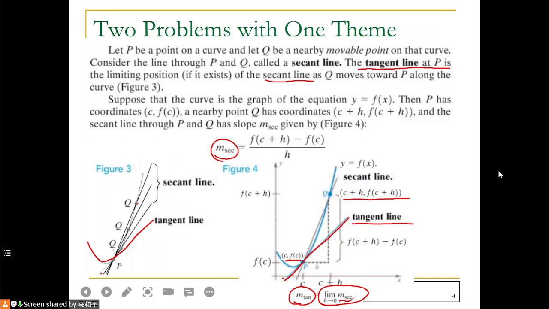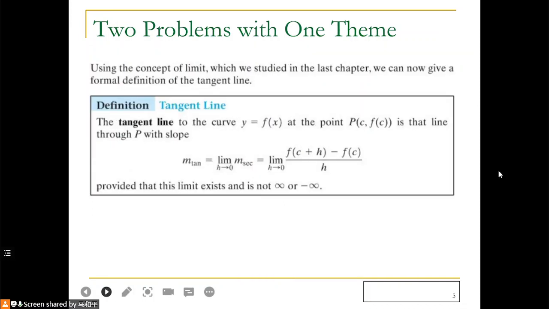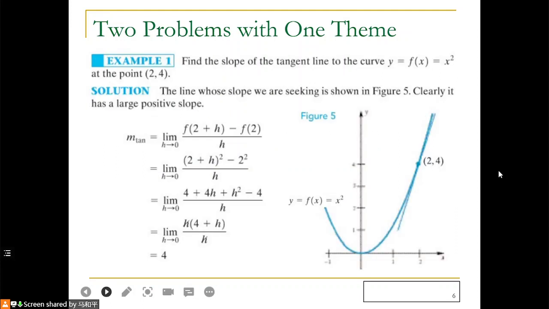And from this, we get this definition of the tangent line. This means we should know how to calculate this limit, provided this limit exists. This means not infinity or negative infinity. Then we have the tangent line. Okay, and last time we already calculated example 1.